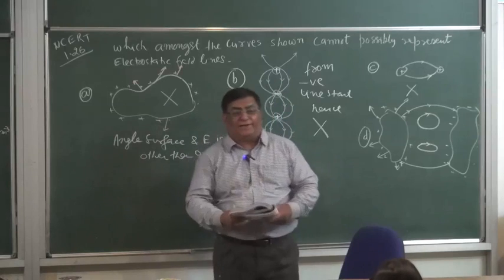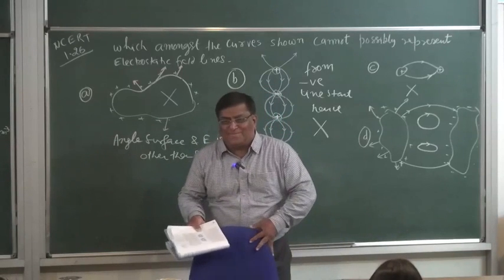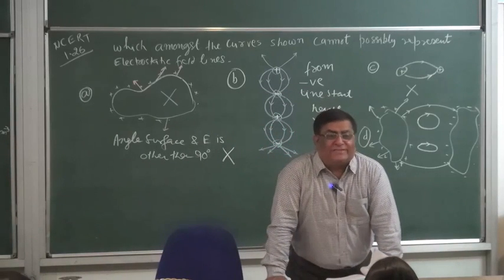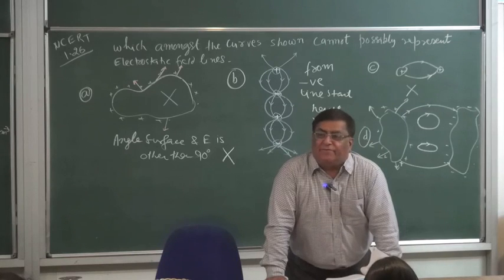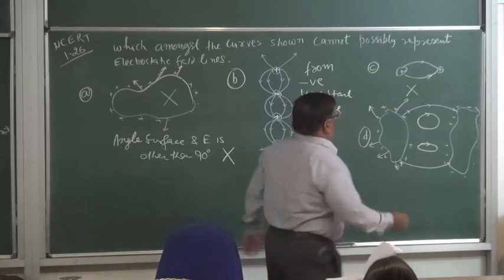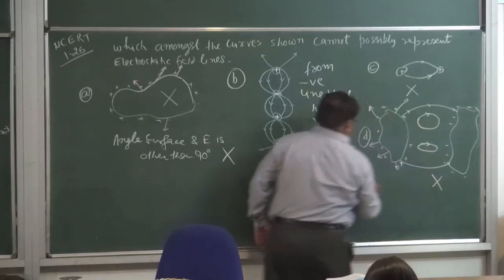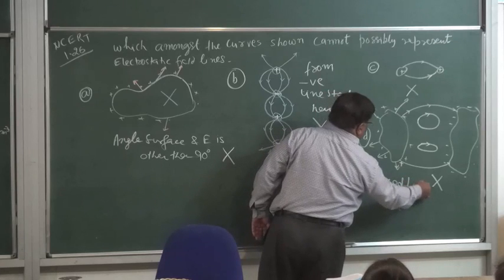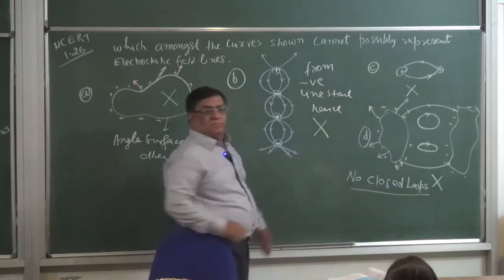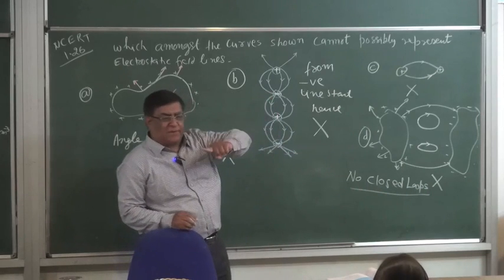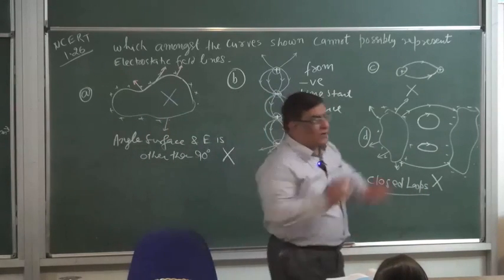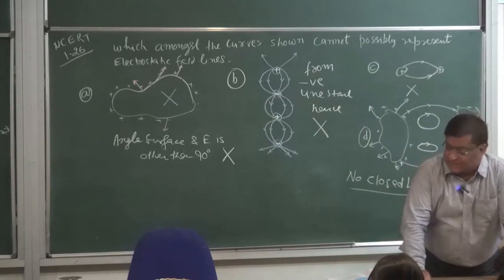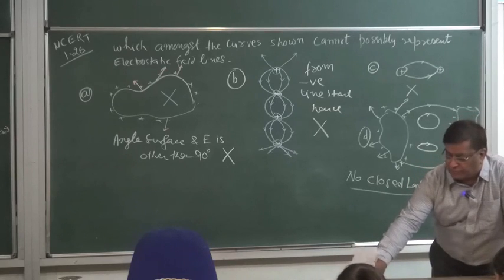Is everything all right? कि कुछ गड़बड़ है क्या? Yes. The electric field lines are always discontinuous curves. They are never closed loops. ठीक है, तो ये अब आपको सब रीजन समझ में आ रहे हैं. Whenever you see a picture, you can always make out कि कहाँ पर क्या गड़बड़ है. Why this does not represent an electric field. Okay, now we go to the next question.